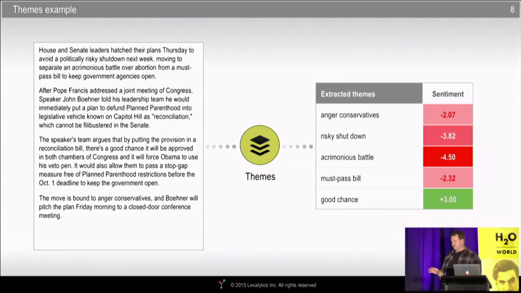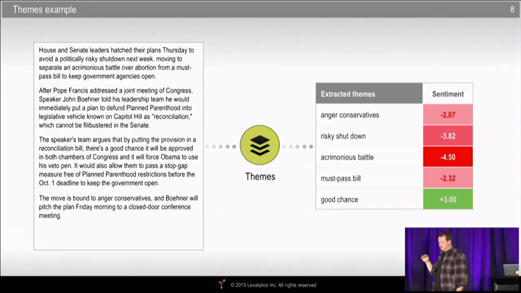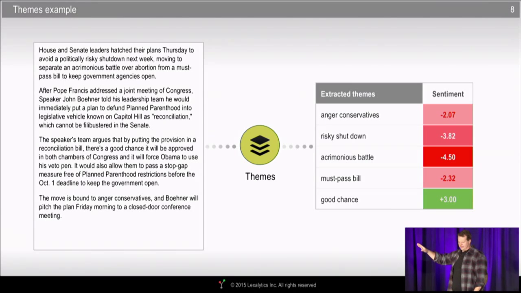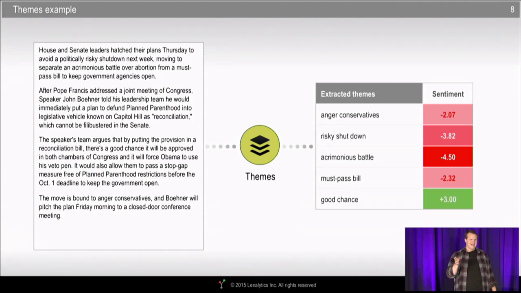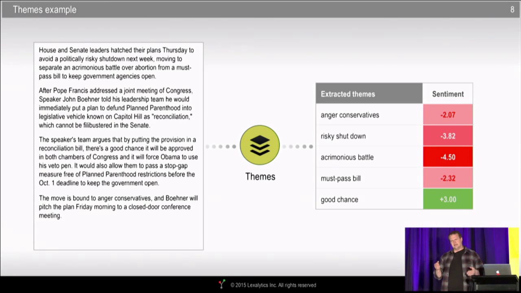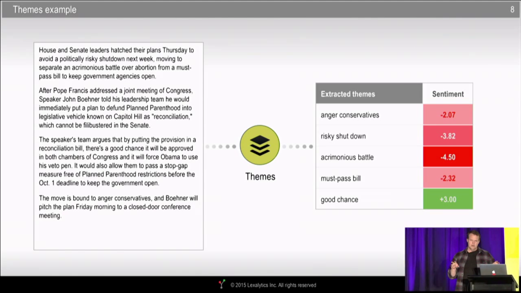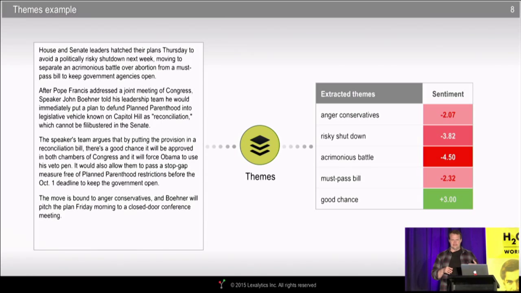So here's an example of what themes are. This is a piece of text that I just grabbed off the net about the shutdown in government and Pope Francis addressing the government. And so themes you can think of as being hyper summaries. They are, technically speaking, contextually important noun phrases. One thing I'm not showing here is that each theme carries a score. So how important is this theme in this document? The longer the document, the more important the score becomes.